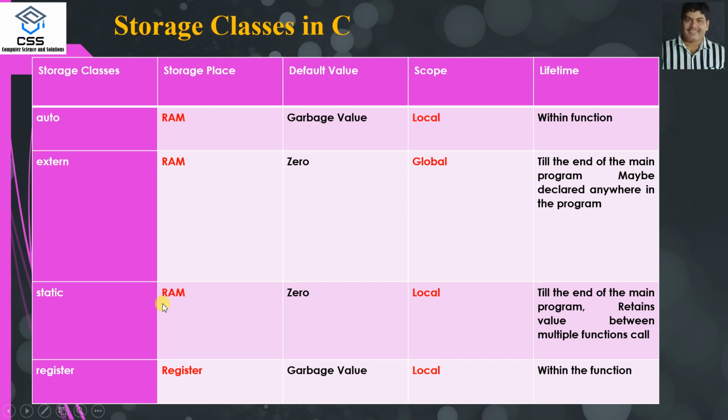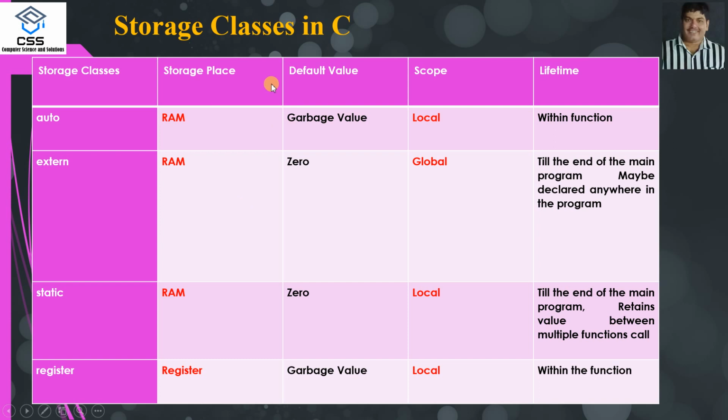Static: the storage location is RAM, the default value is 0, and the scope is local, meaning the block in which it is declared will carry its value. Its value will persist till the end of the program, and the value exists within the function block where it is called.